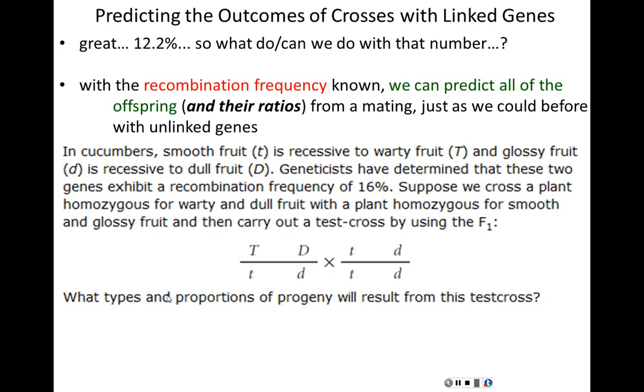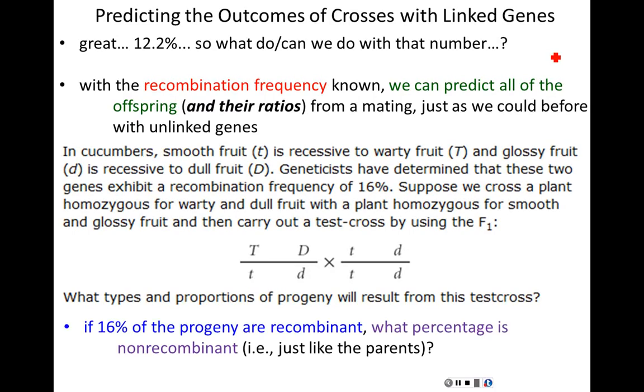What types and proportions of progeny will result from this Testcross? Man, oh man, do I love it. So if 16% is the recombination frequency, that means 16% of the progeny will be recombinant. So let's start with that. If 16% of the progeny are going to be recombinant, what percentage of the progeny are going to be non-recombinant, or just like the parents? Well, the rest. 100% of the progeny minus the 16% that are recombinant leaves us with 84% that are non-recombinant.